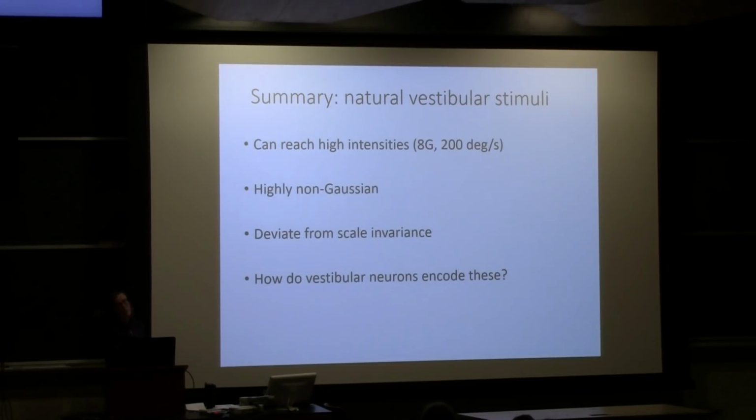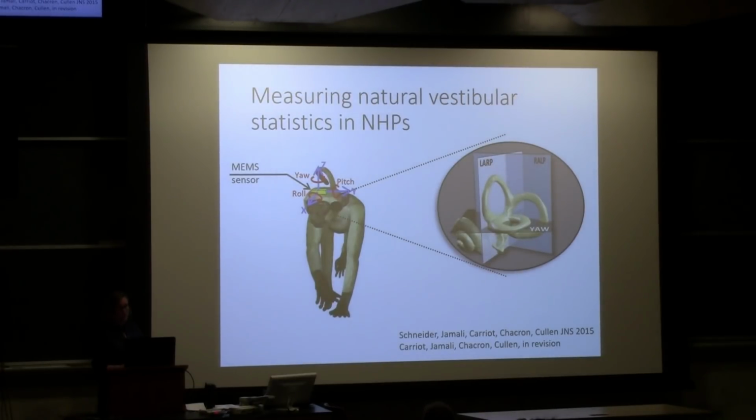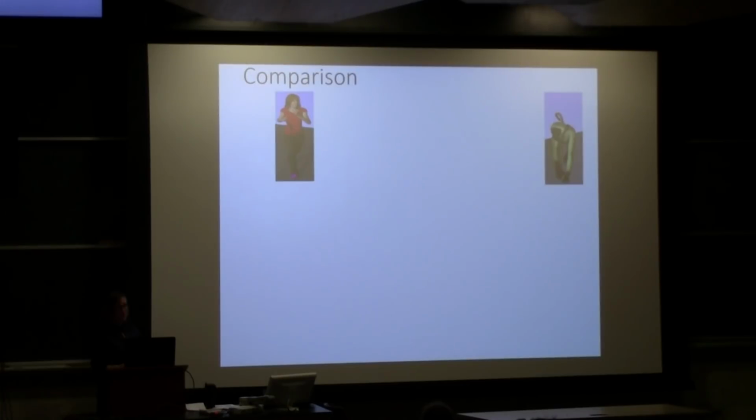They deviate from scale invariance, which was sort of surprising given the literature on sensory systems thus far. You might expect that they would. And the question again is, how do vestibular neurons encode these types of stimuli? Okay. So you can go and measure experimentally. All that work I just showed you is done in people. So if you want to know what's going on, you're usually going to be using an animal model to look at neurons, right? So you might want to check and see what's going on in your animal model first.